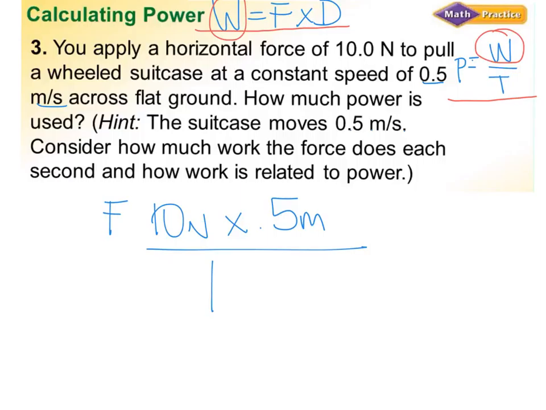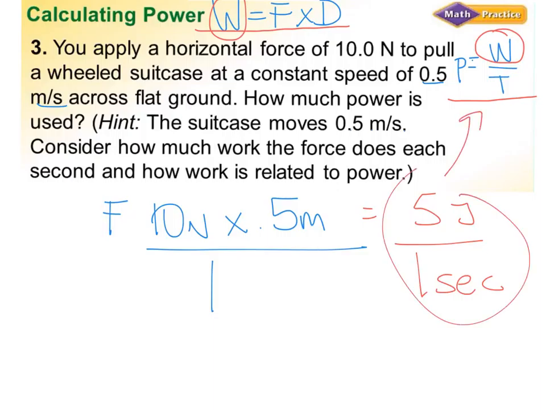Now we simply do the math. 10 times 0.5 equals 5. Remember, work is measured in joules, and that this is happening in 1 second. So, now let's convert this into power. We do this simply by converting joules per second into watts. Remember, watts is a measurement of joules per second. So this problem actually is fairly simple.